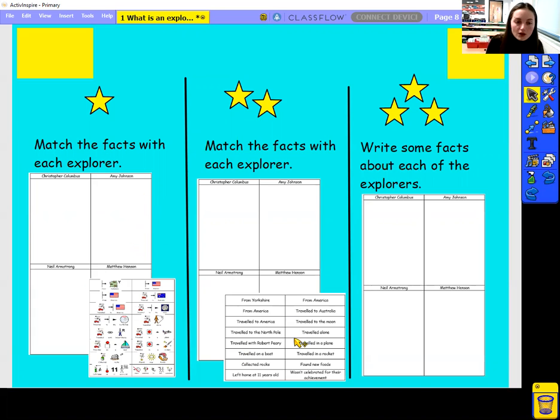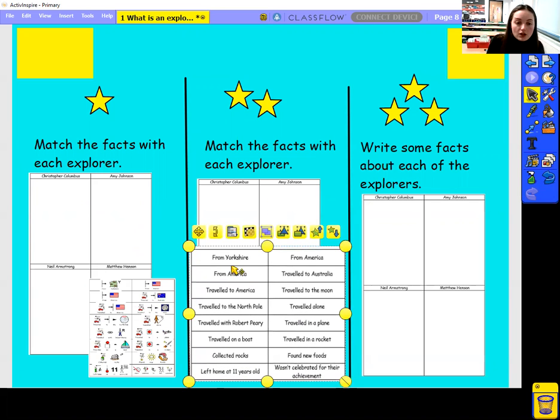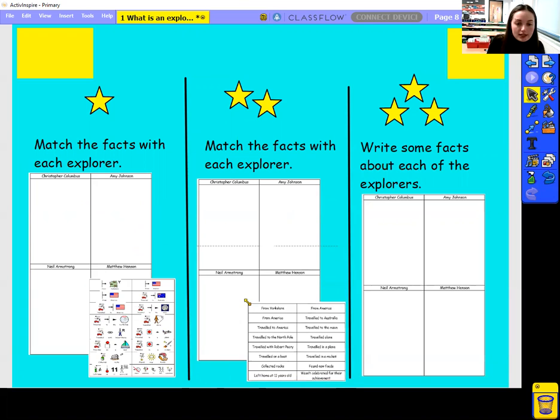Okay? The 2-star challenge. This will also be on the website for you. I want you to also match the facts with the explorers. This one doesn't have the communicating print on, so you just got to read it and stick it in the right place or write it in the right place. And then the last challenge, the 3-star challenge. I want you to write some facts about each of the explorers. So what you can do is you can rewind the video and listen or read the facts again. And I want you to write them in the right places with each of these people.